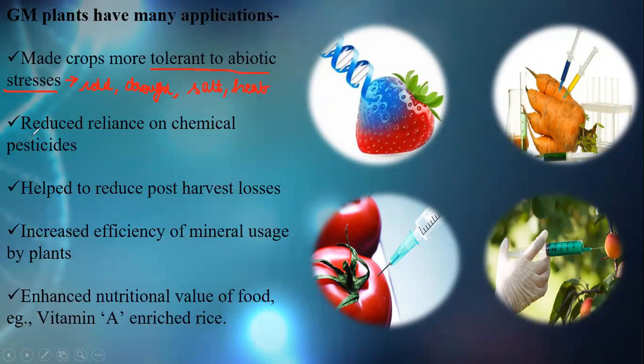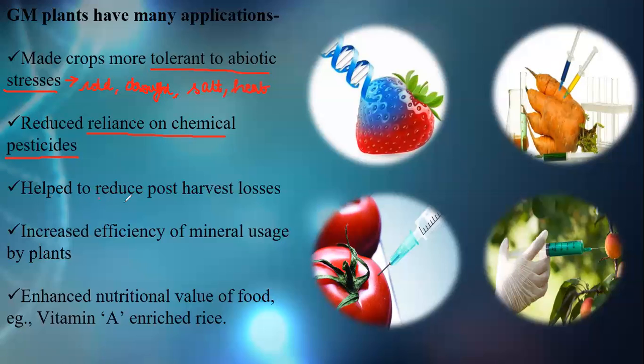Then, reduced reliance on chemical pesticides. The genetically modified organisms themselves have the ability to resist. For example, Bt cotton. I'll show the images, so I'm not writing now, to keep the slide from getting messy. So for example Bt cotton, then disease resistance in tobacco, root, etc. are examples of this reduced reliance on chemical pesticides.